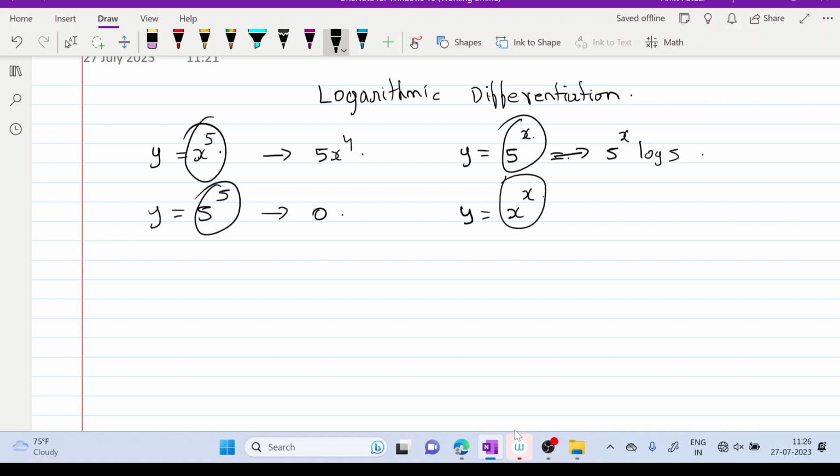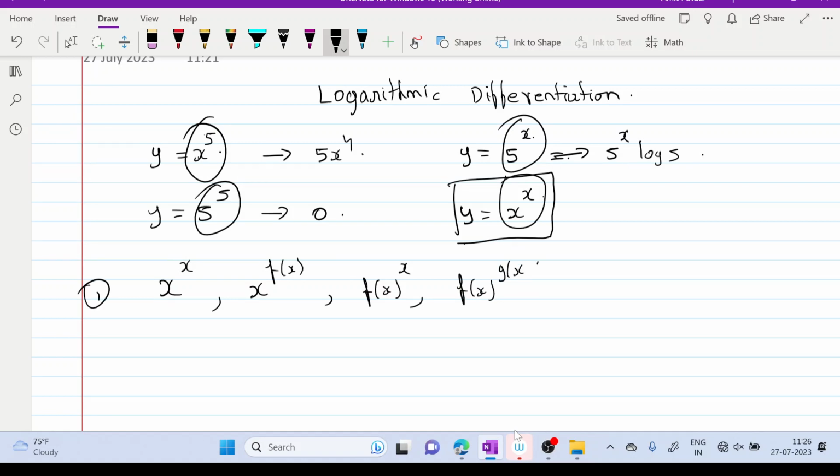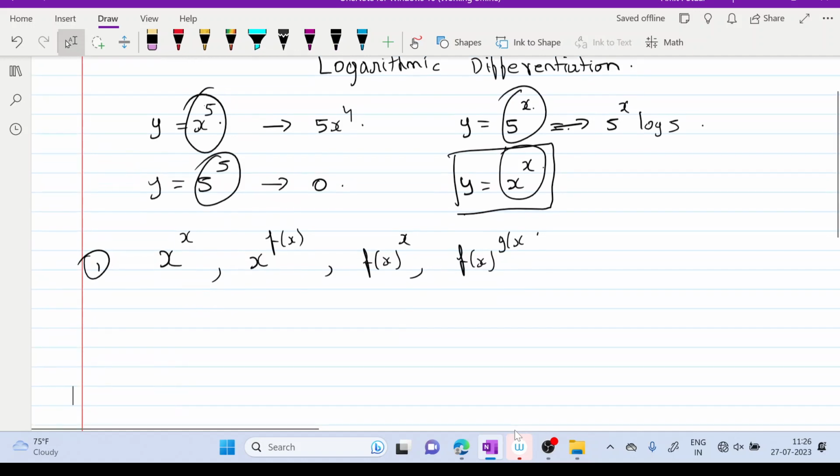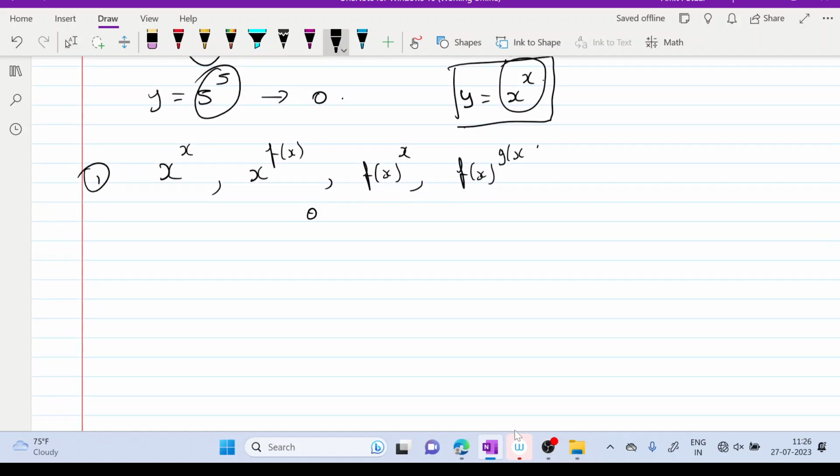So whenever you have to find derivatives of the order y is equal to x raised to x, so functions of the type x raised to x, x raised to f of x, f of x raised to x, and f of x raised to g of x, any of the functions of this order, or if it's a complicated expression like the one we had yesterday, like root of 3x minus 7 raised to 4 upon 2x plus 3 into x plus 2 the whole square, or x plus 2 the whole cube.